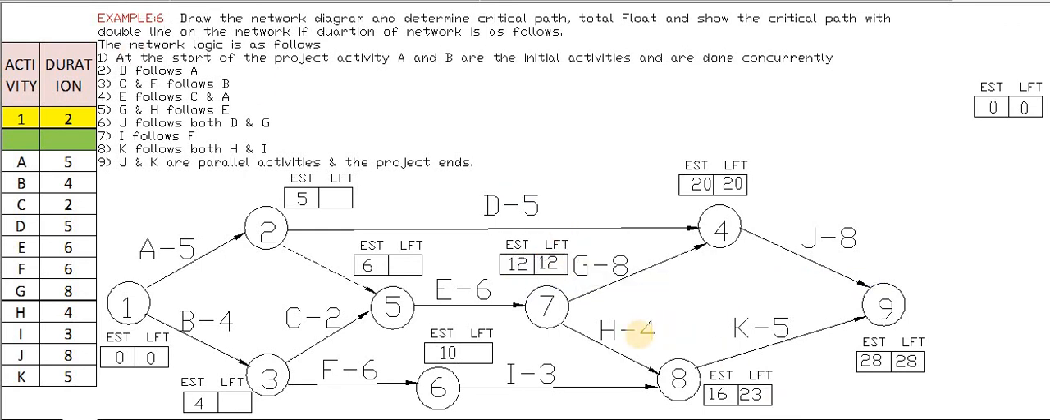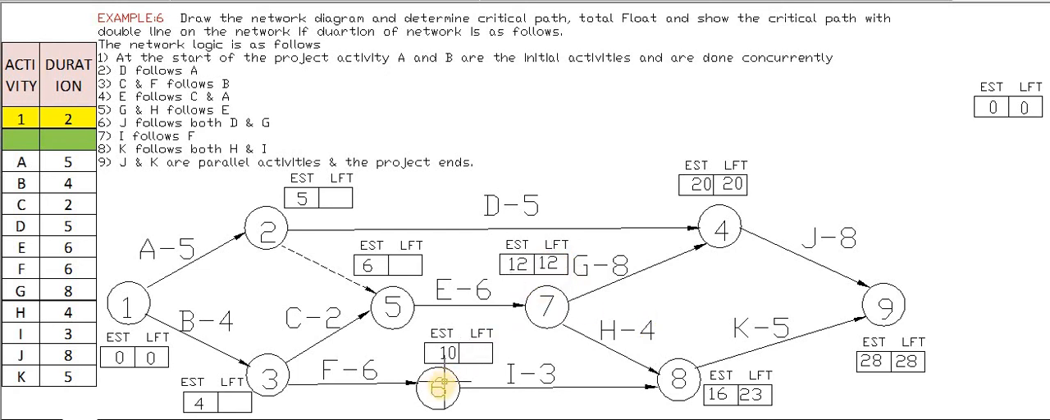Once again I am repeating this. There are two tail ends for the calculation of serial number 7, node 4 to 7 and 8 to 7. For 8 to 7, the previous LFT is 20, so 20 minus 8 is 12, and the other is 23 minus 4, which is 19. What is the minimum value? Minimum is 12. So we have taken LFT as 12.